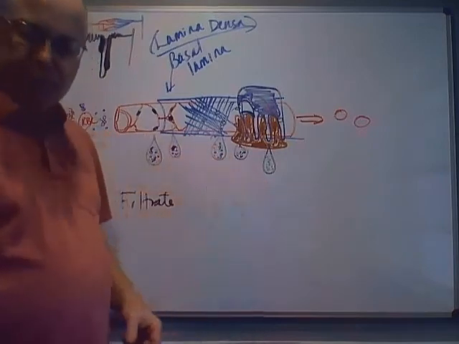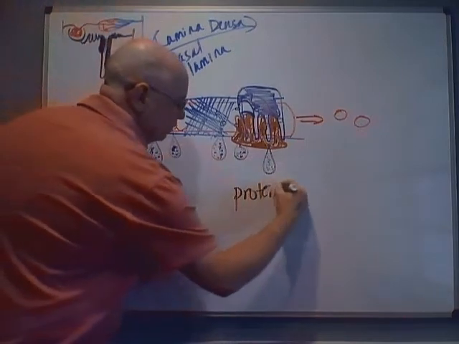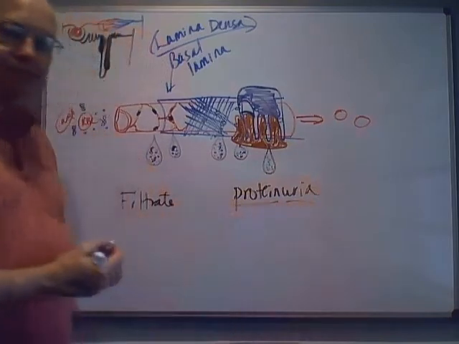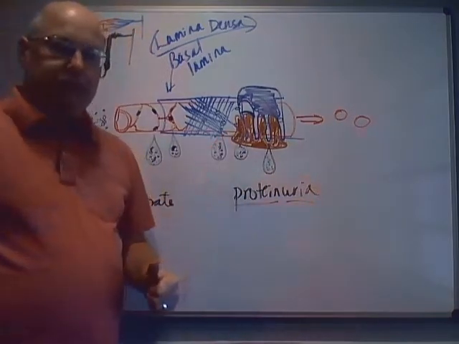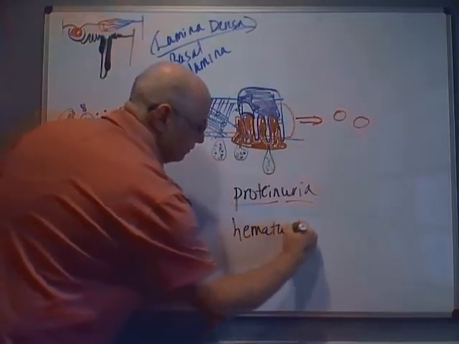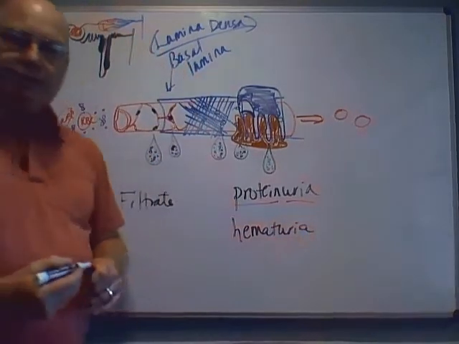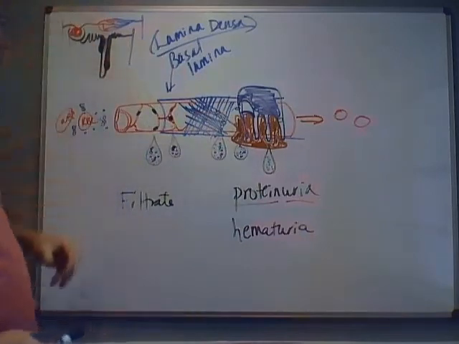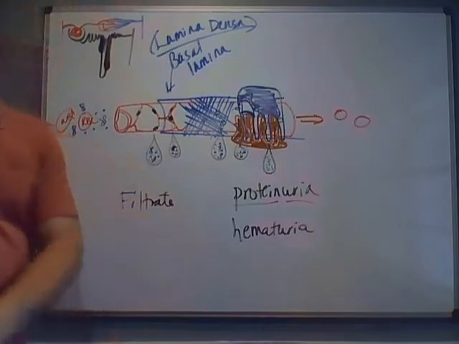If you do have protein in your urine, by the way, it's called proteinuria. It means protein in your urine. Not a good sign. It means there's probably something wrong with your filtration membrane. If you have blood in your urine, they call it hematuria. Oops. You don't want blood in your urine. There's something wrong with the filtration membrane. We have damaged the glomeruli, and we're losing valuable substances that we can't afford to lose.